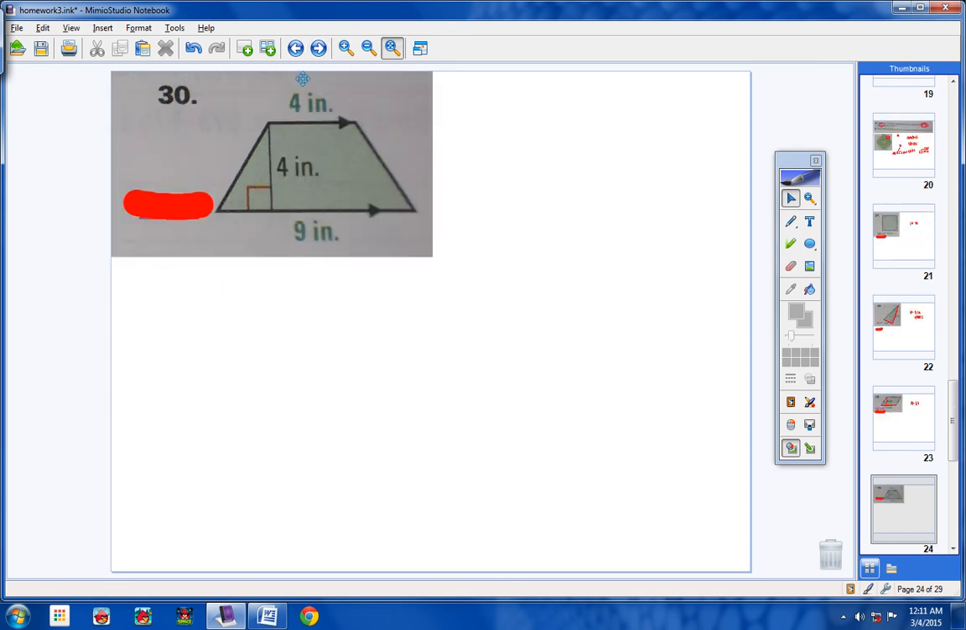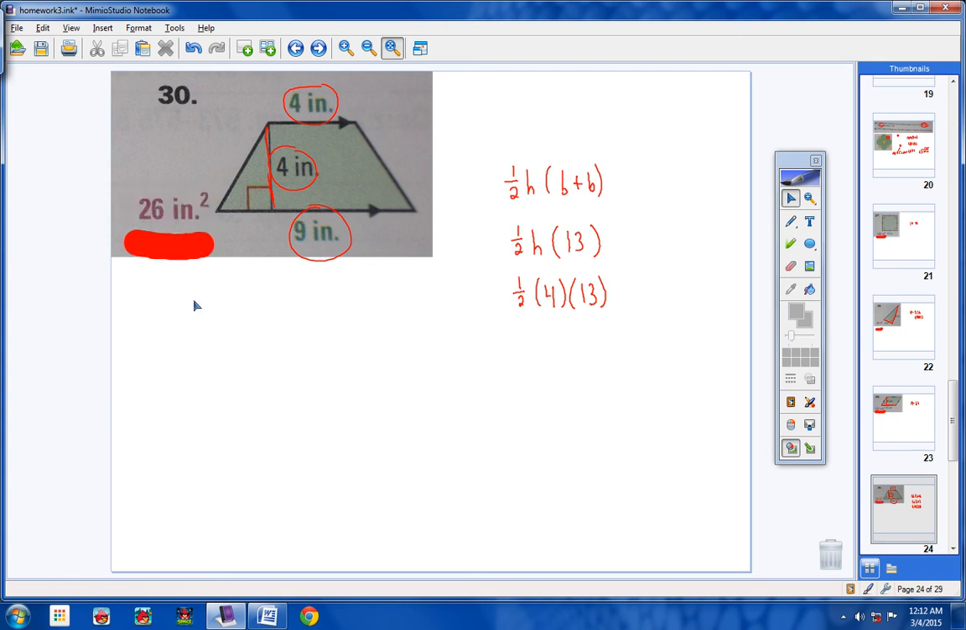All right, now number 30 is a trapezoid. So how do you find the area of a trapezoid? Well, it's 1/2 times the height times the base plus the base. Okay, so here's my bases. They are the parallel sides. And here's my height right here. It's 4. Okay, so first of all, I'm going to add my bases together. My base plus my base is 13. 4 plus 9. Now, I'm going to put in for h my height, which is 4. So 1/2 times 4 times 13. If you take 1/2 times 4, that's 2. And 2 times 13 is 26 square inches. Okay? 26 square inches. All right?